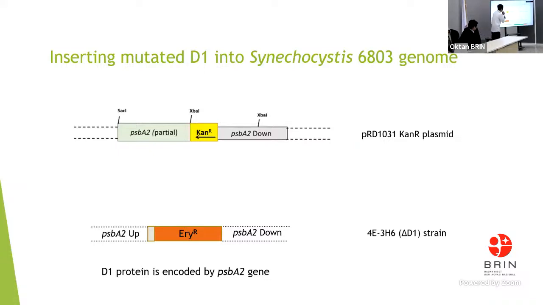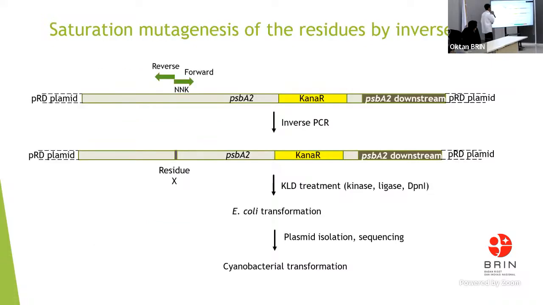And then the background strain that I use is the D1 knockout strain, which lost the D1 protein. So the idea is if we put D1 into the D1 knockout, it restores the ability to do photosynthesis, so it could grow phototrophically. Next slide, please. And this is the mutagenesis.